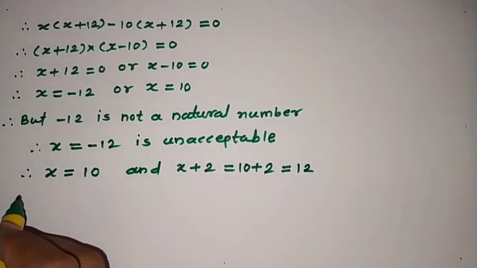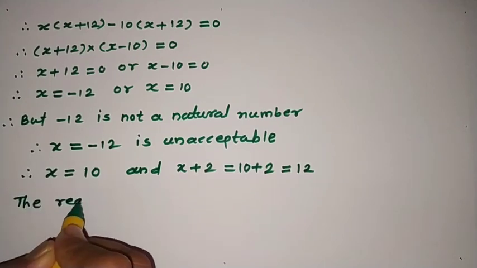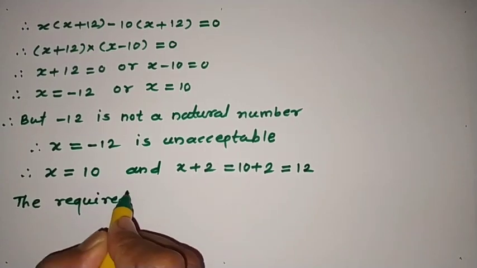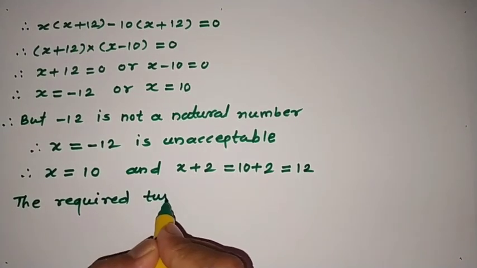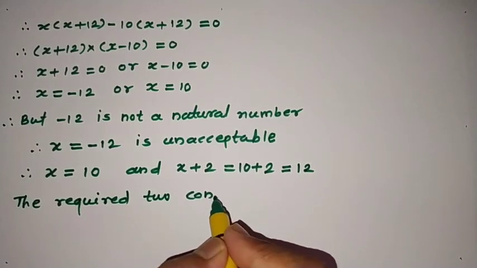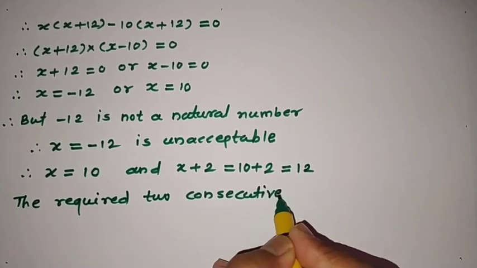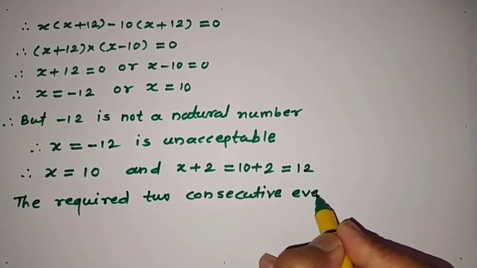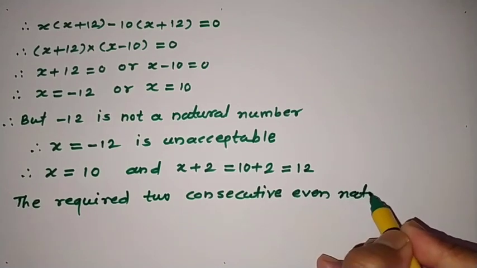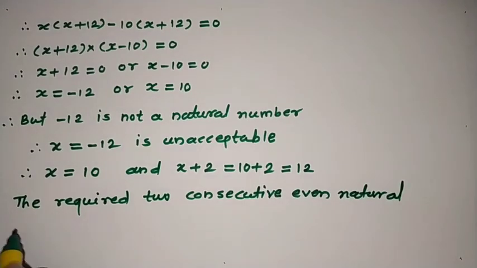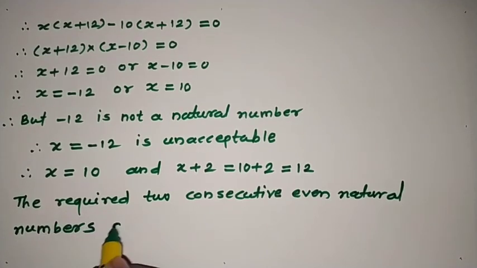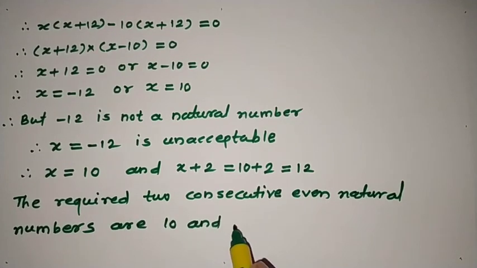The answer: the required two consecutive even natural numbers are 10 and 12.